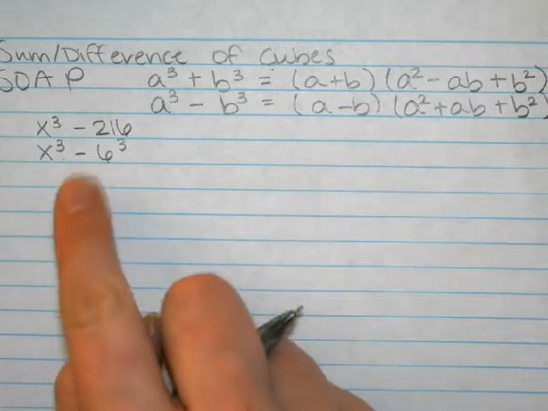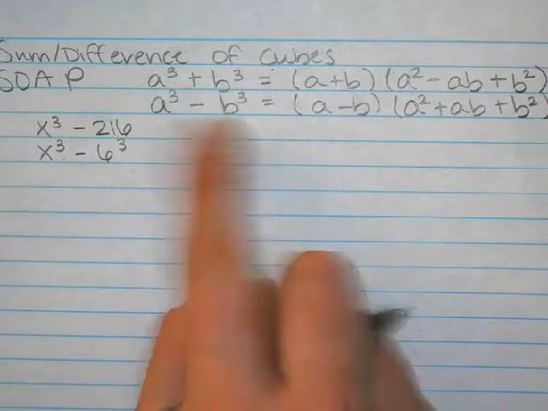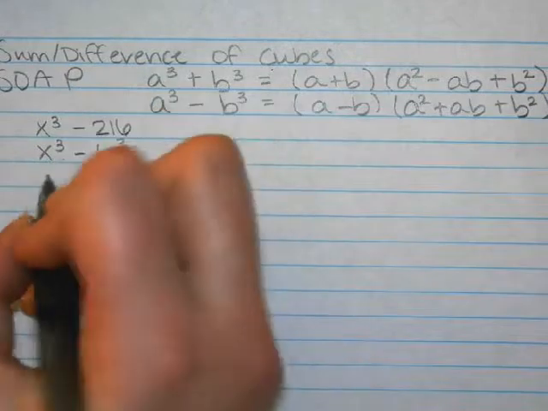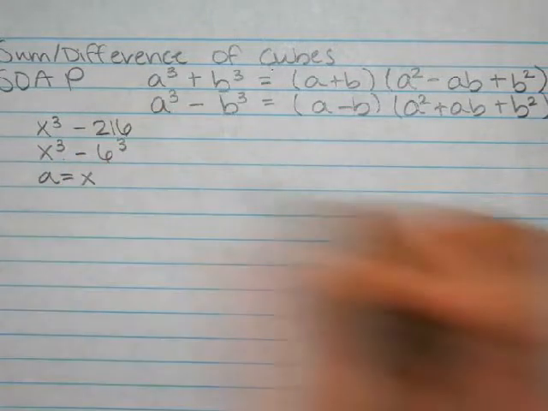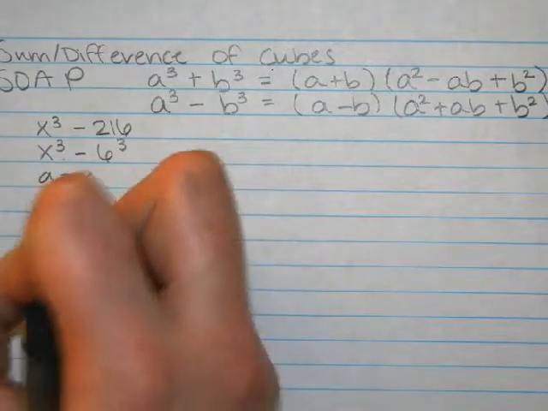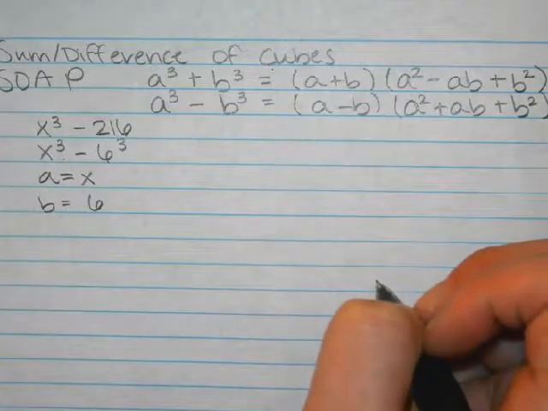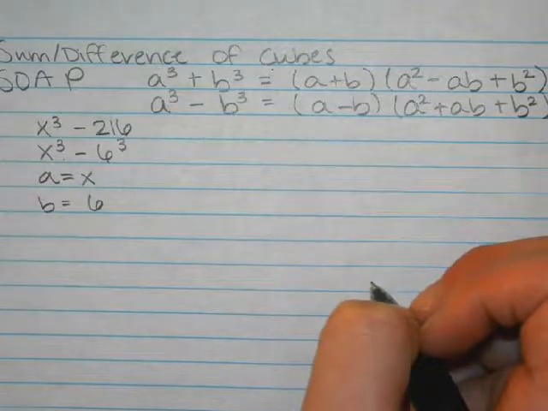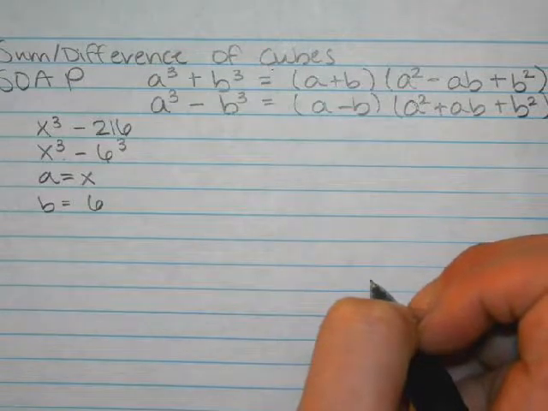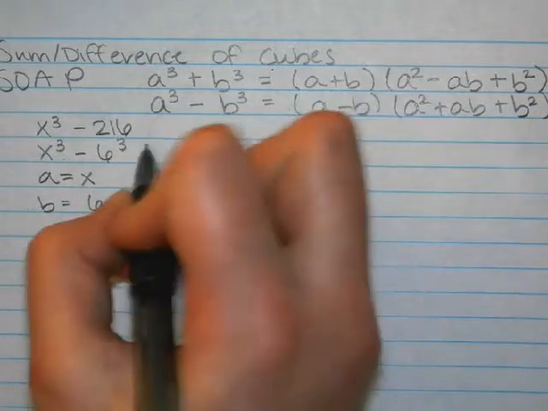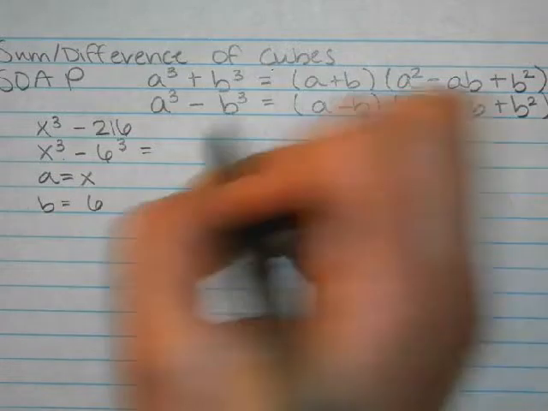And that means that if we're comparing this back to our formula, the A value is represented by x and the B value is represented by 6. I'm not thinking of it as a negative 6. I'm just thinking of it as 6. Okay? All right, so if we were to factor this, we're going to remember SOAP.